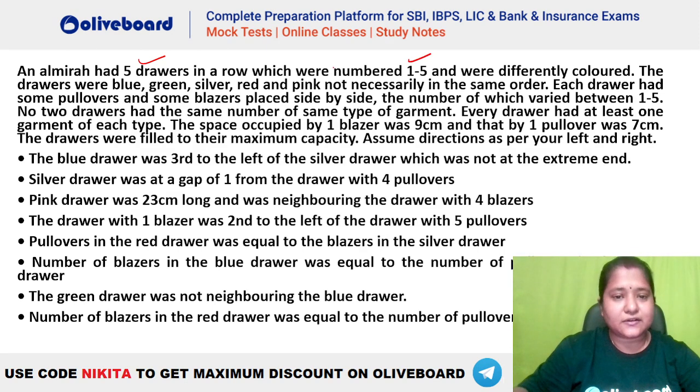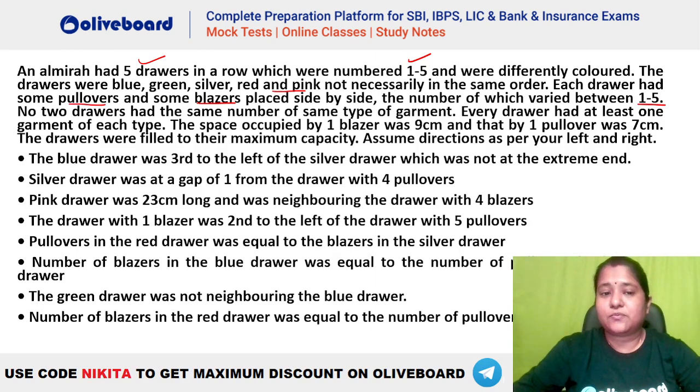and these are differently colored, right? So there is one variable which is the color. Also each of the drawers has certain pullovers and some blazers, right? So there are certain pullovers and blazers kept in each of the drawers and the number of these vary from 1 to 5. That means some drawer will have one pullover, other will have two pullovers, three pullovers, four pullovers and five pullovers. And similarly for blazers also, you have to utilize the values 1 to 5.